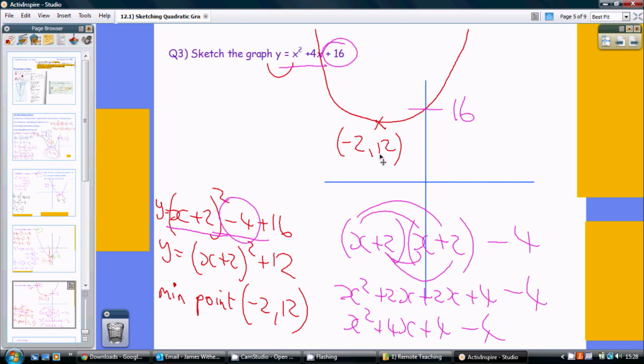Now to find the minimum point, we can't rely on the symmetry. So that's why it's really important we know how to complete the square. Completing the square on this, we get y equals (x plus 2) all squared plus 12. So our minimum point is (-2, 12). All I've done over here in pink is explain why we get this -4 on the end, so you can ignore the pink bit.